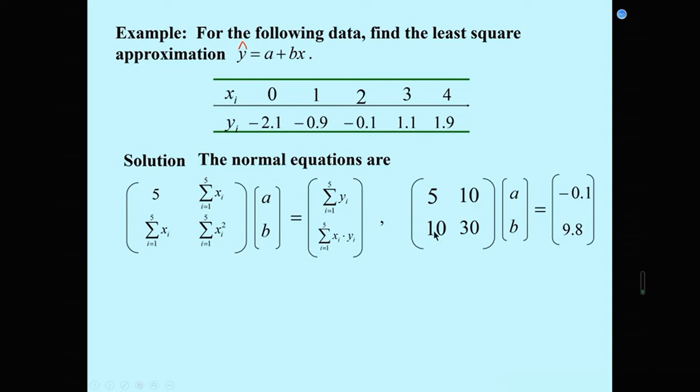And now, this element is equal to this element, so this is just a 10. Okay? Now, this element is a summation of xi squared. So, 0 squared, 1 squared, 2 squared, 3 squared, 4 squared, the summation is 30, right? 0 squared is 0, 1 squared is 1. So, 0 plus 1 plus 2 squared, 4, plus 3 squared, 9, plus 4 squared, 16. It's okay?